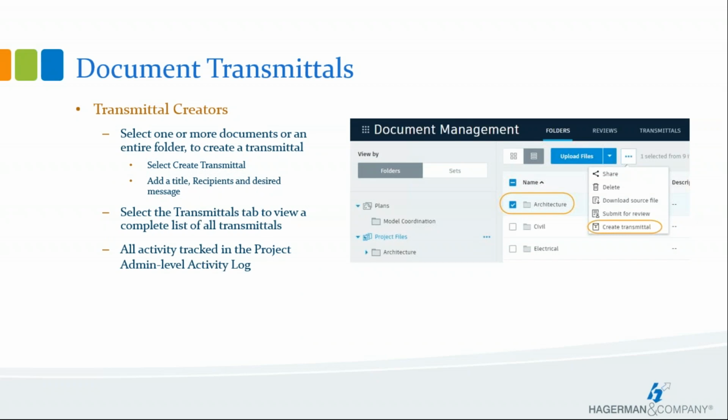To create a transmittal, select one or more documents or an entire folder and select Create Transmittal from the button at the top of the toolbar, or by selecting the More symbol again to access the tools from the drop-down menu.